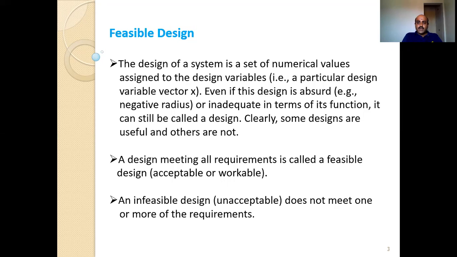Means, if you want to design any system, for example, yesterday we were talking about the design of a cantilever beam, where the design variables were width and thickness. And similarly, in the design of a can, the design variables were diameter and the height. So ultimately, the design of a cantilever beam is the values you obtain, in the form of a width and thickness, or for the design of a can, a diameter and a height.